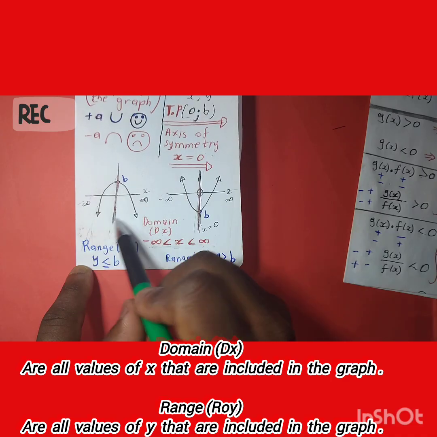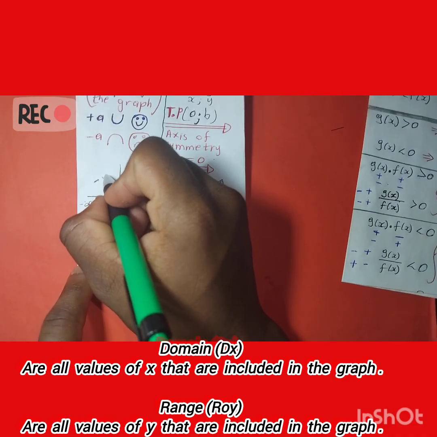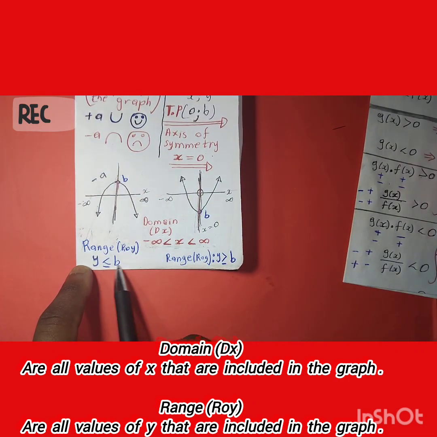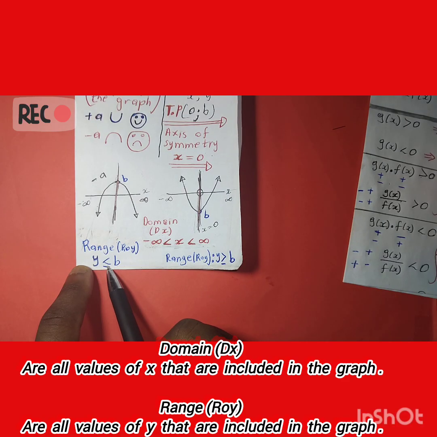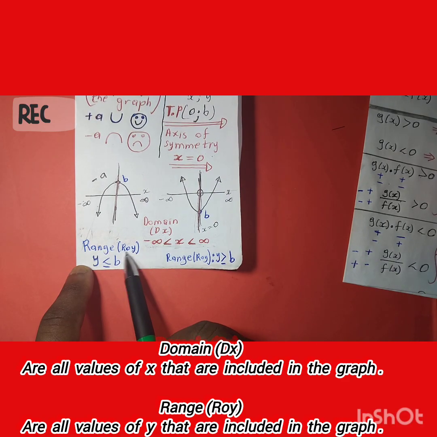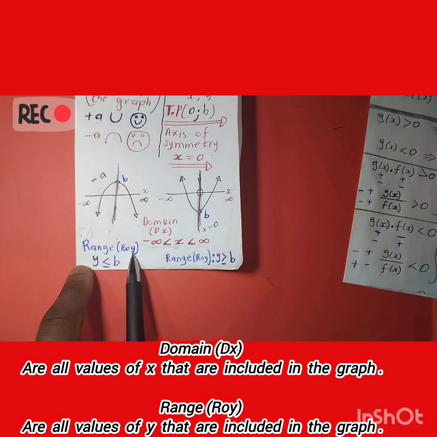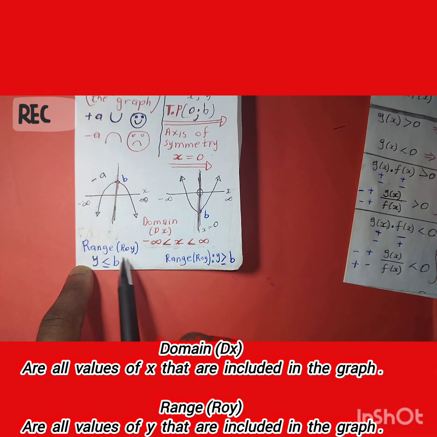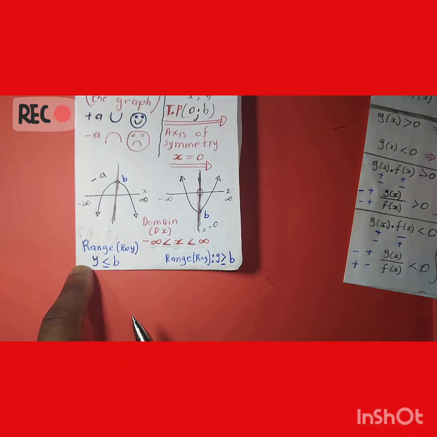Only if your graph is negative, meaning if the gradient there is negative, this will be our range. And the easy way for you to remember a range is what you call ρ. It's the ρ values, meaning that it includes the y values that are included in the graph. All the y values which are included in the graph.